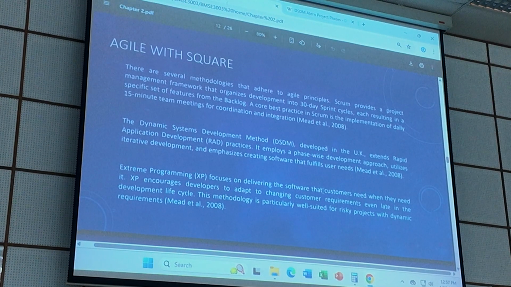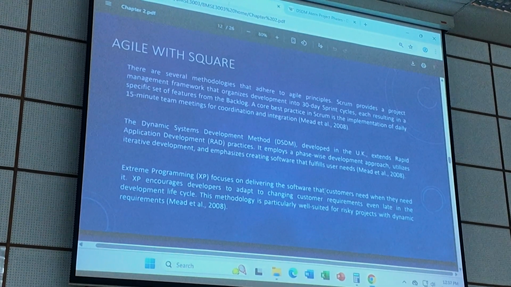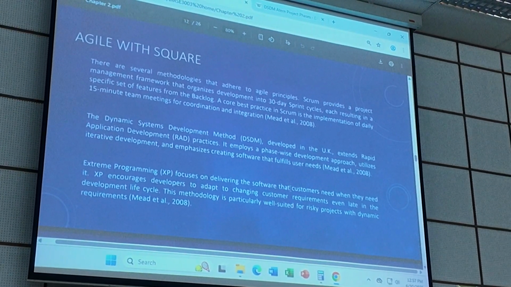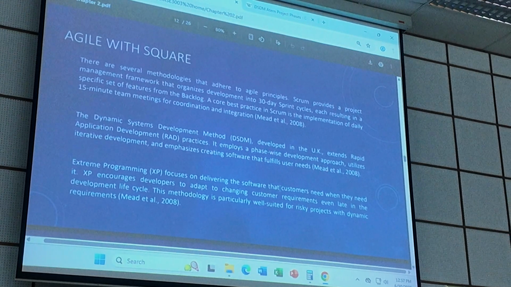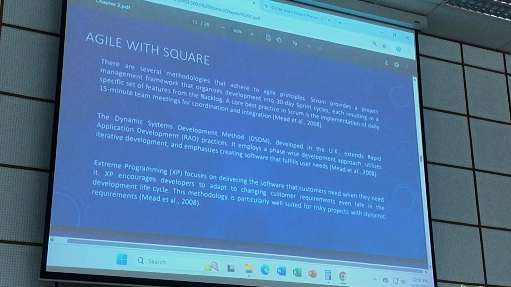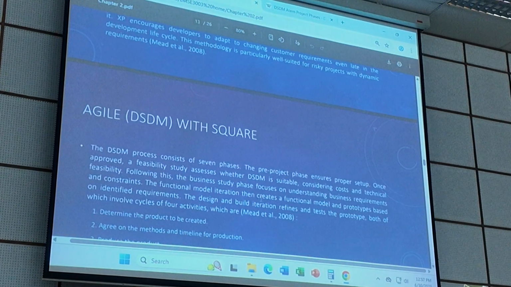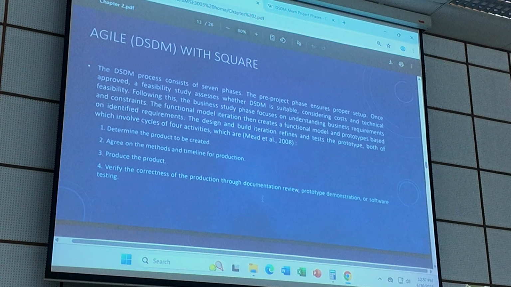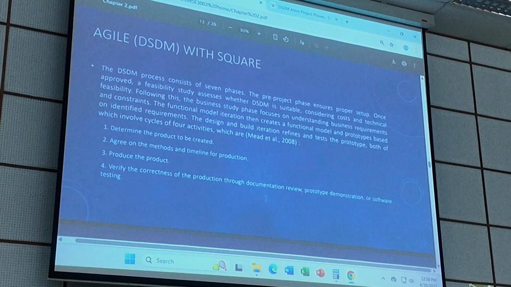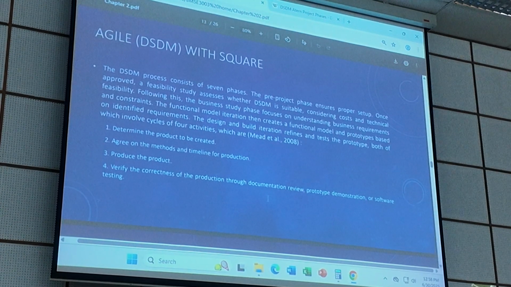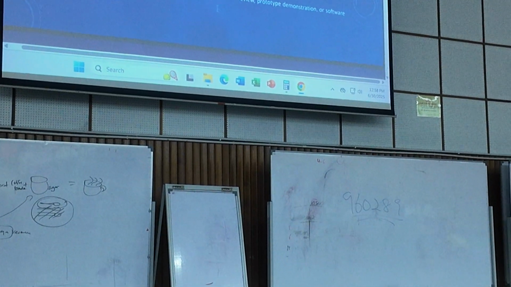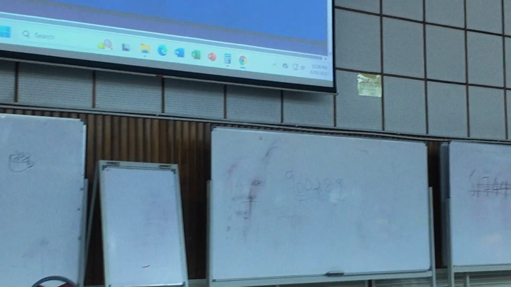So, in the introduction here, they mentioned the different types: Java, Scrum, SQL programming, and the SVM. Okay, so let us continue. Now, Agile, the SVM with Square. The SVM consists of 7 phases, according to the formula. Understand? Okay, it's a total of 7 stages, but overall, it starts with the pre-project phase.